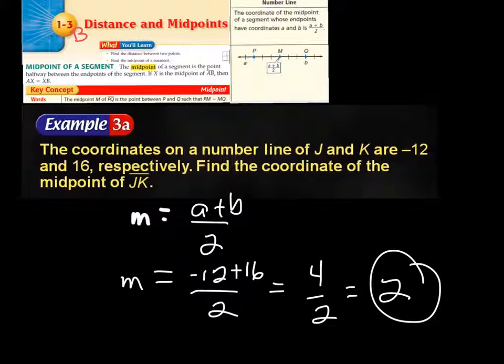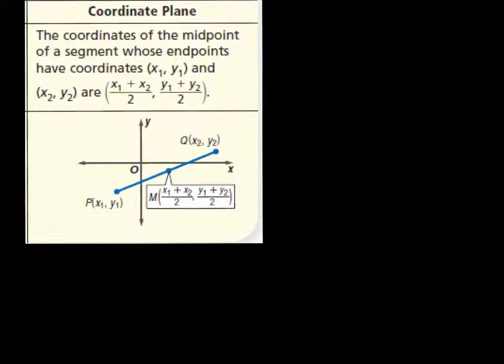Now it gets more interesting when we go out into the coordinate plane. The coordinates of the midpoint of a segment whose endpoints have coordinates at x sub 1, y sub 1, and x sub 2, y sub 2 are x sub 1 plus x sub 2 divided by 2, y sub 1 plus y sub 2 divided by 2. So we're averaging the x part of the coordinate and averaging the y part.